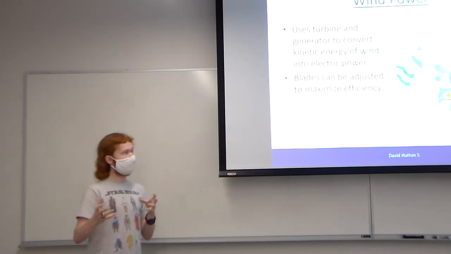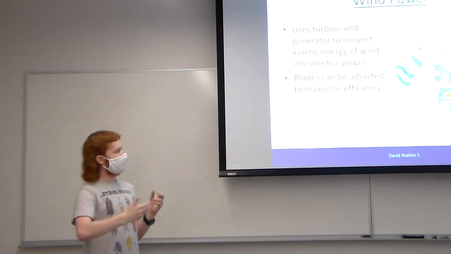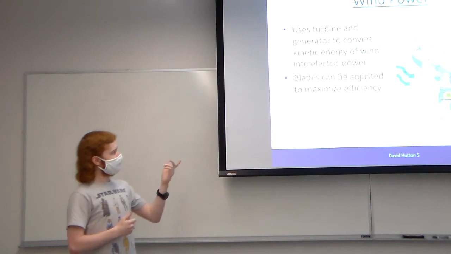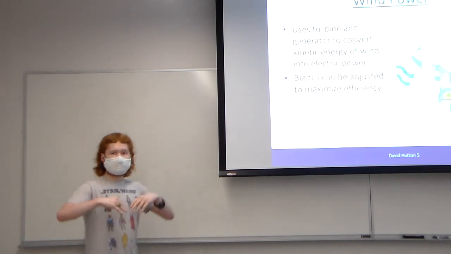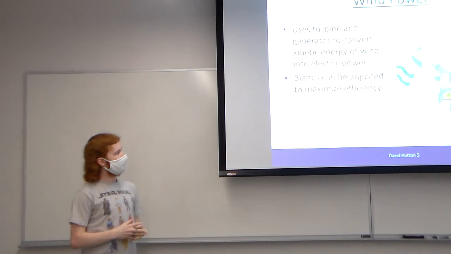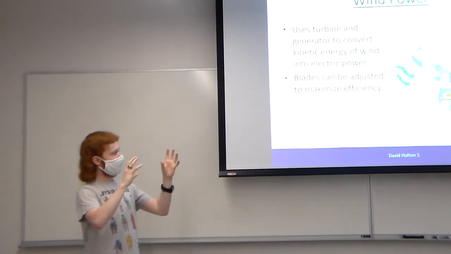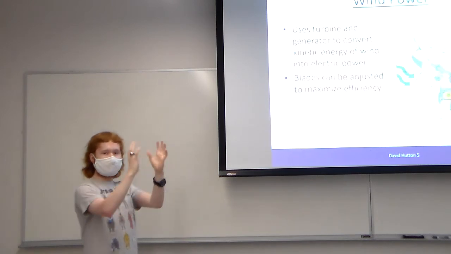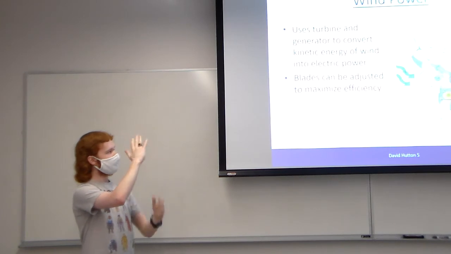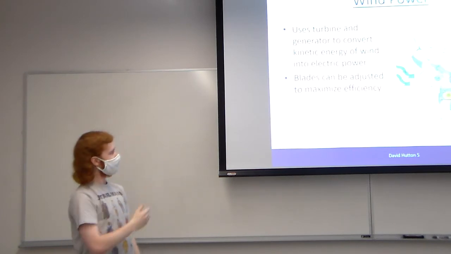Then for wind power, much like hydropower, you have a fluid moving past the turbine and interacting with the generator to produce electricity. In this case, the wind turbines are very high, so they can get all that wind up high, and they're able to spin on their tower, and the blades can change in pitch to maximize efficiency.